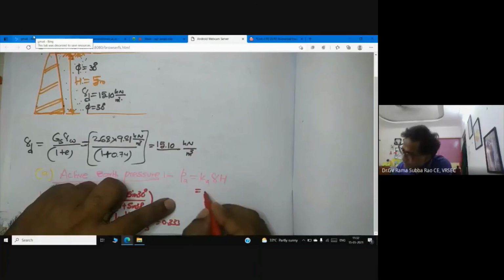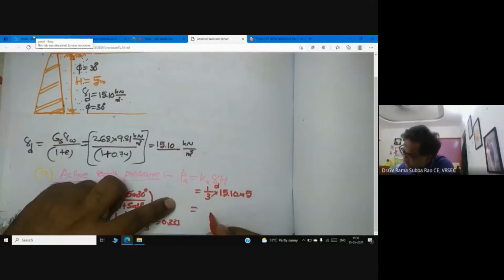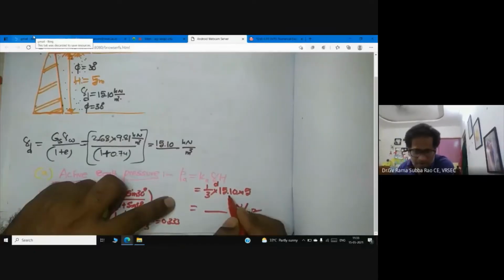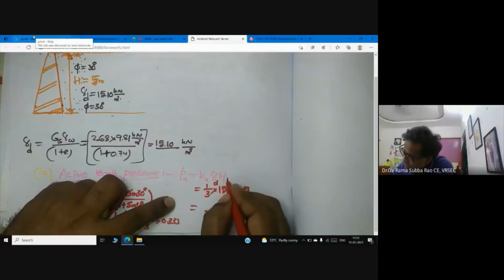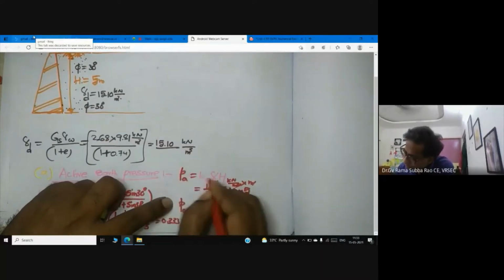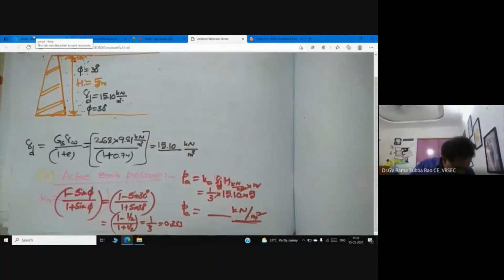Ka is 1 by 3, gamma d is 15.10, height is 5. Here you see I am getting the answer in kilonewton per meter square, because it is kilonewton per meter cube into meter. So now I am getting the answer as pressure. Pa is equal to how much now? Can anyone tell me?